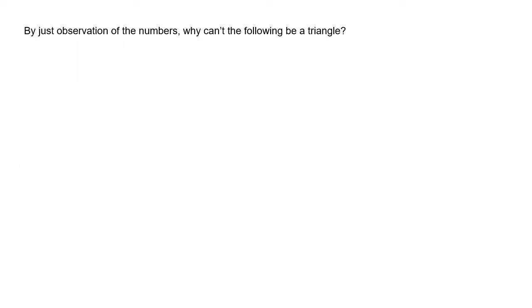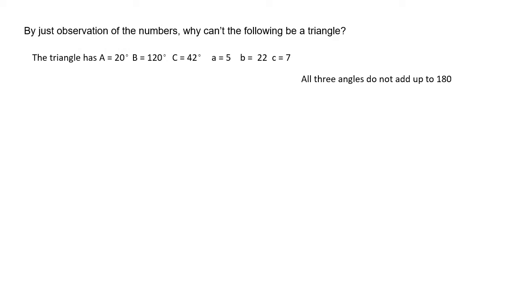By just observation of the numbers, why can't the following be a triangle? Our first one, why can't this be a triangle? All three angles do not add up to 180 degrees. So if you look and add these together, it adds up to 182. All three angles must add up to 180.